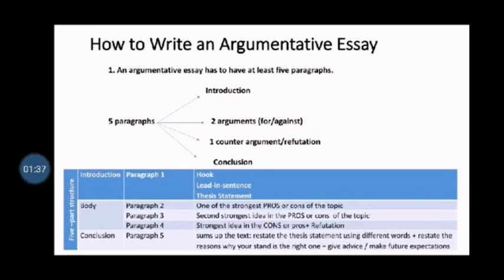How can we write an argumentative essay? Just like any other essay, an argumentative essay has three parts: an introduction, which is made of one paragraph, a body part, which has at least two paragraphs, and the conclusion, which is made of one paragraph. And each part serves a purpose.